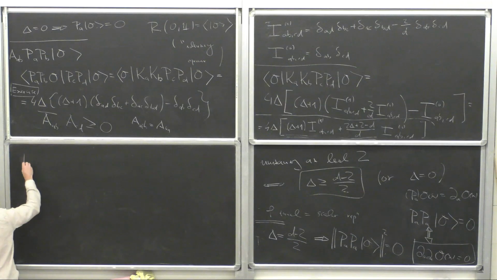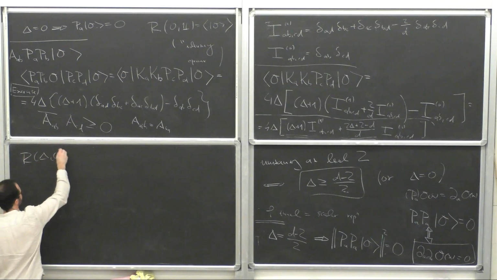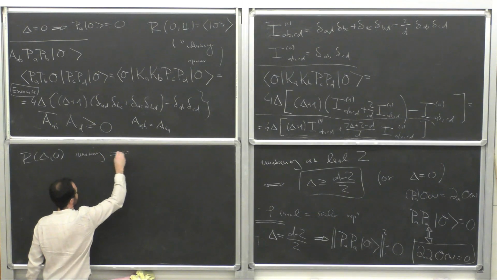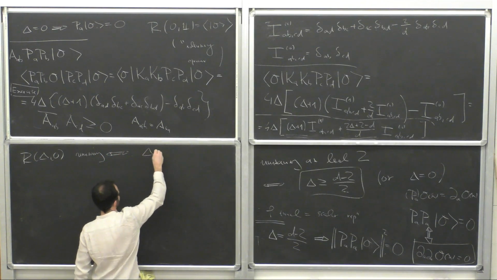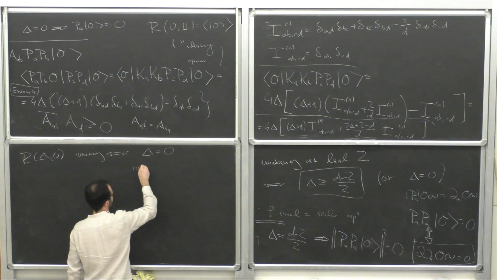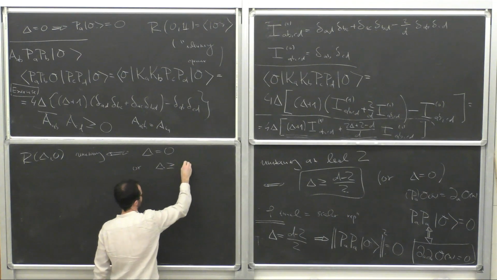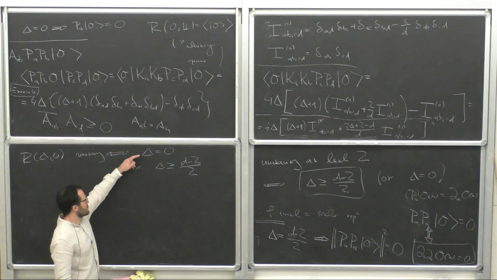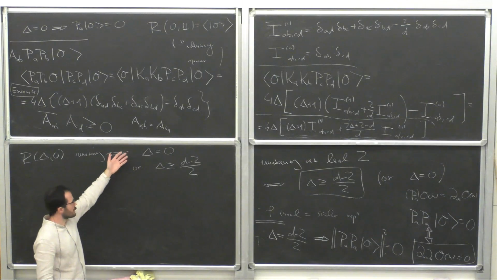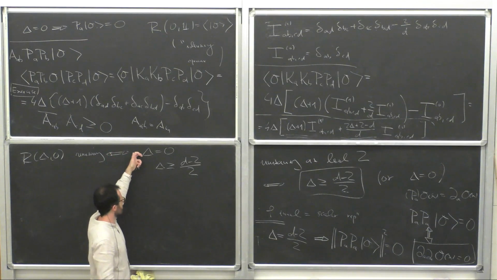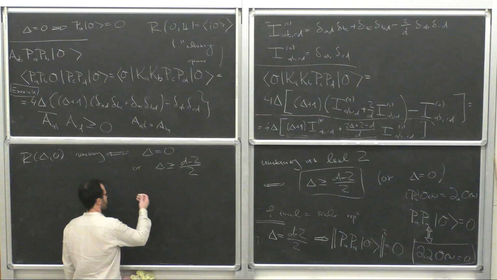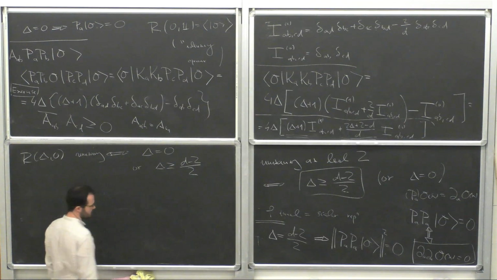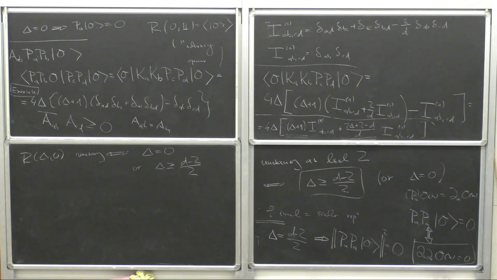So the representation delta 0 is unitary if and only if either delta is 0 or delta is greater than or equal to d minus 2 over 2. I mean, in this case, we have many null states. They're all the P acting on it any number of times is a null state, and here every state which contains a contraction of P_A with itself is a null state. Okay.